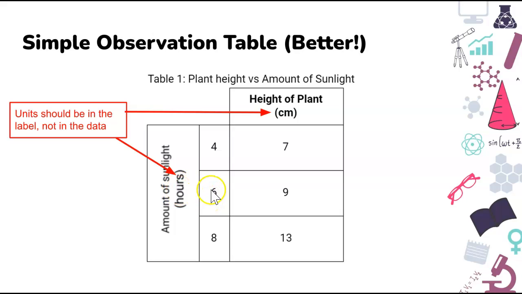So instead of the units being after each of the values, so instead of saying 4 hours, 6 hours, 8 hours, and saying 7 centimeters, 9 centimeters, and 13 centimeters, we actually put that in the label. All right, so our units go here, not over and over again inside the table. So that clears up some space. It makes it a little bit easier to read. All right, now, again, this is pretty good. This is a lot better than what we saw before, but there are still some improvements we can make.